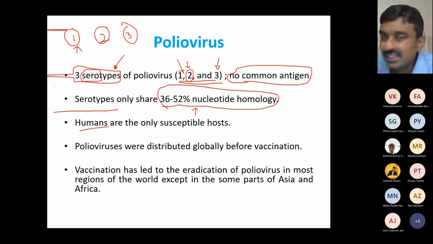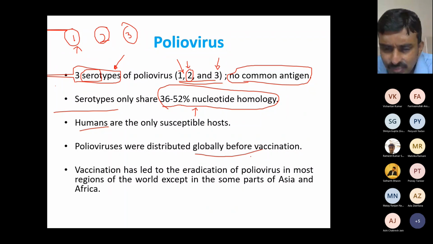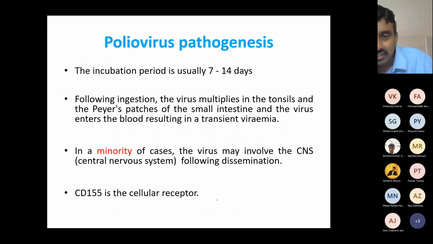Okay, so humans are the only susceptible host to poliovirus. That is a very important thing. We'll discuss why that's important when we talk about vaccines. Okay. So now for polioviruses, there's been a very extensive global vaccination, and it's been eradicated from most parts of the world except for 1 or 2 countries in Asia and a few more countries in Africa. They've been eradicated from the face of the earth.